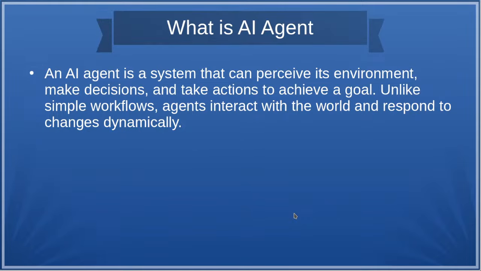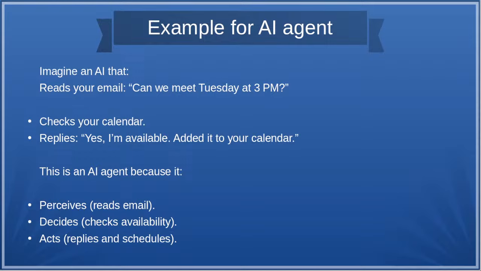What is an agent? It is a system that can comprehend, make decisions, take actions. Unlike simple programs, those agents interact with the environment and respond to it dynamically. Here is an example for an AI agent.